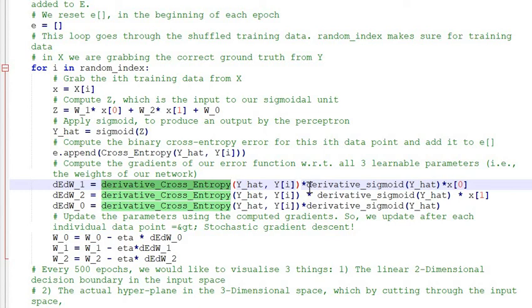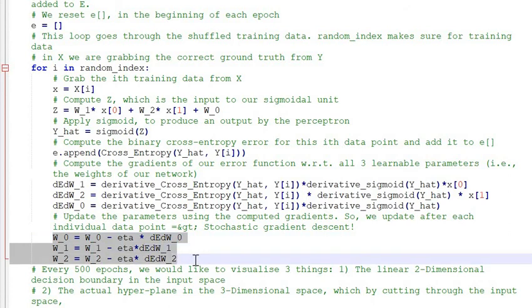What is gradient descent? What is backpropagation? What is stochastic gradient descent? We will discuss in detail in the following videos. So this is nothing but the mathematical formula of how we are defining W0, W1 and W2. Now, after every 500 epochs, we can easily visualize the things.